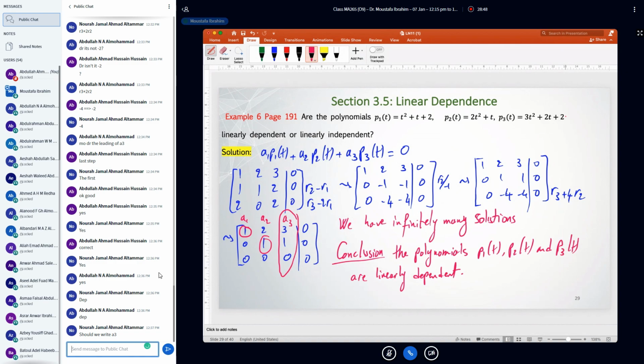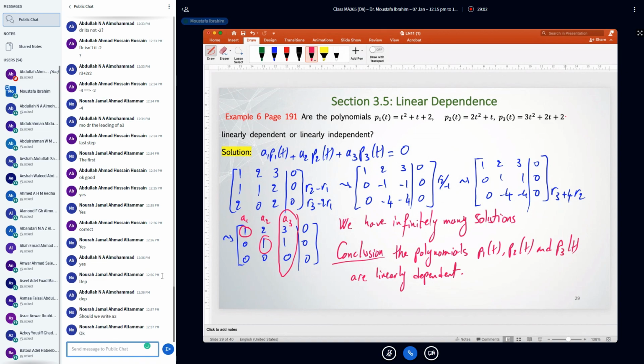A3? Yes, for sure. Because we have three polynomials, you need A1, A2, A3. Okay, Nora? Very good.